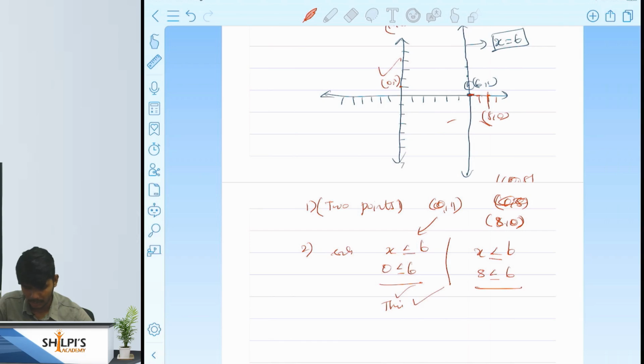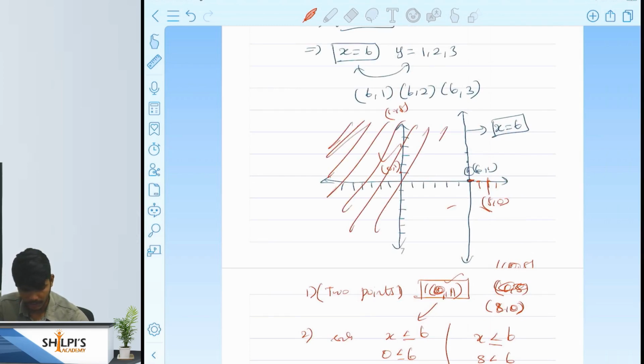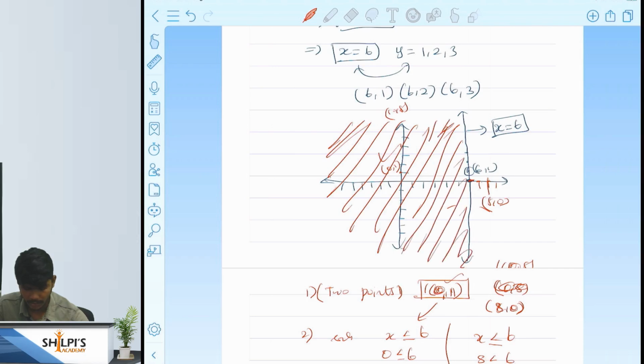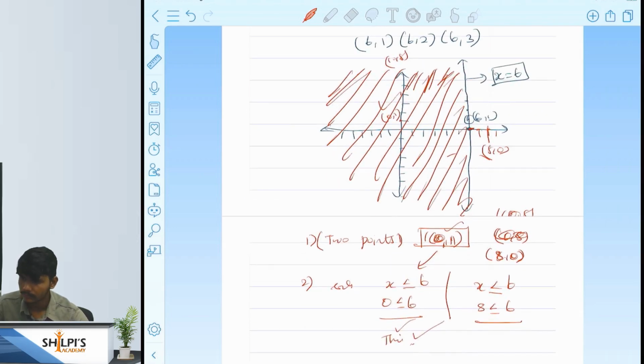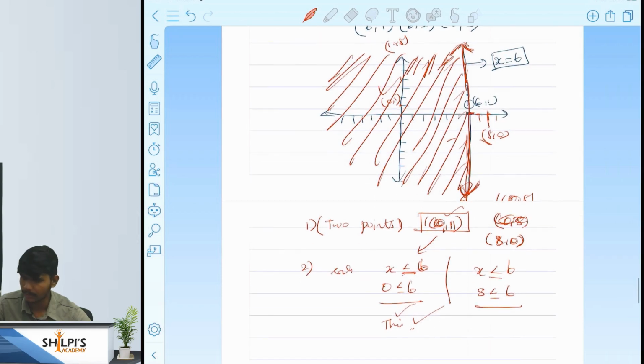0 is a number, so this is correct. Which point satisfies this condition? 0 comma 1. So the point that is on the left side of this line satisfies the given inequality. So which side will I shade? Left side of that particular line. Do we need to highlight this line? X less than or equal to 6, so we will not stop just by shading the left hand side, and I will also highlight that particular line since the inequality has the equal part.